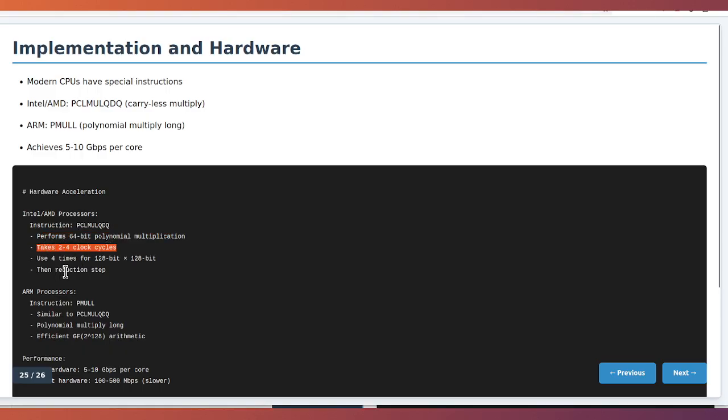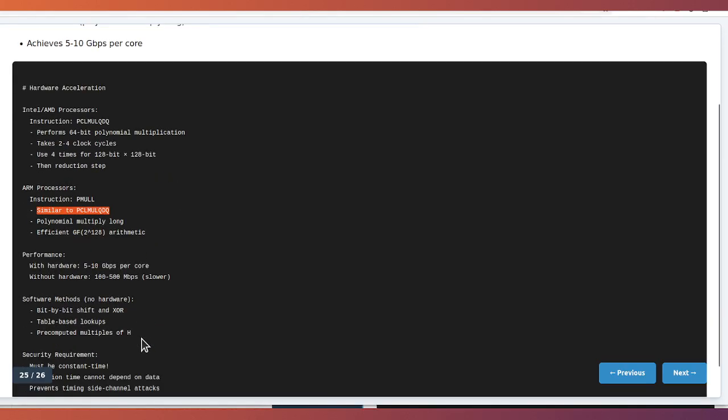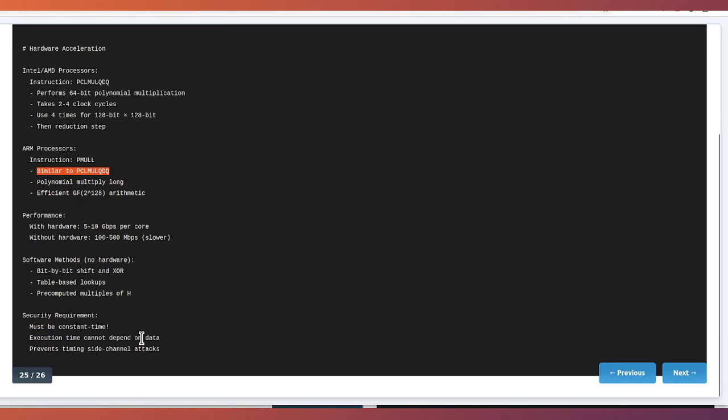To multiply two 128-bit values, we treat each as two 64-bit halves and use the PCLMULQDQ instruction 4 times, then combine the results. This is based on Karatsuba's algorithm, which can reduce 4 multiplications to 3 with some additional additions. On ARM processors, there is a similar instruction called PMULL, which stands for polynomial multiply long. It provides equivalent functionality for efficient GF of 2 arithmetic. With these hardware instructions, GHASH can achieve speeds of 5 to 10 gigabits per second on a single CPU core.